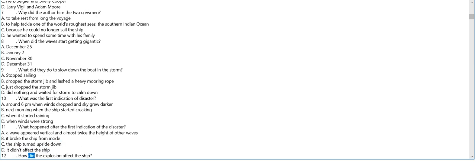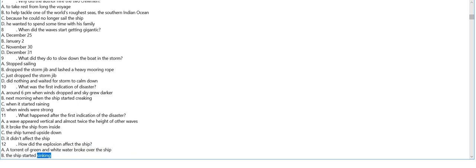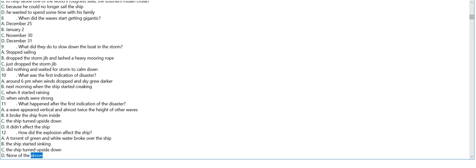12. How did the explosion affect the ship? A. A torrent of green and white water broke over the ship. B. The ship started sinking. C. The ship turned upside down. D. None of the above.